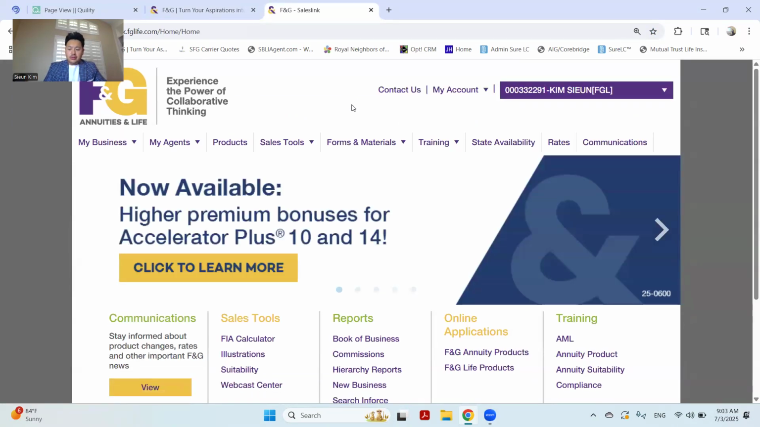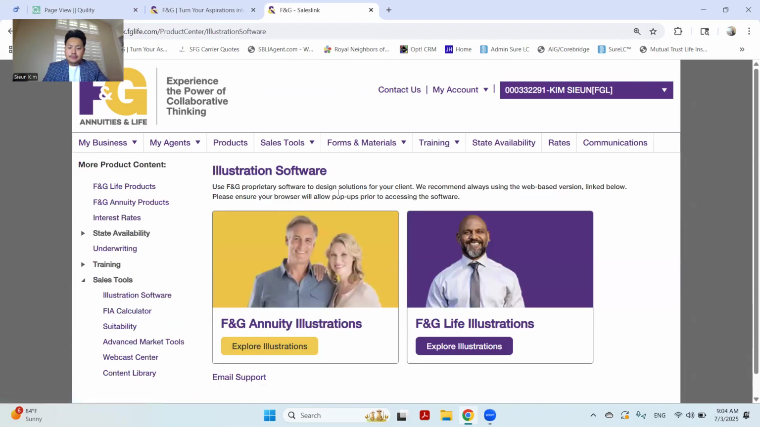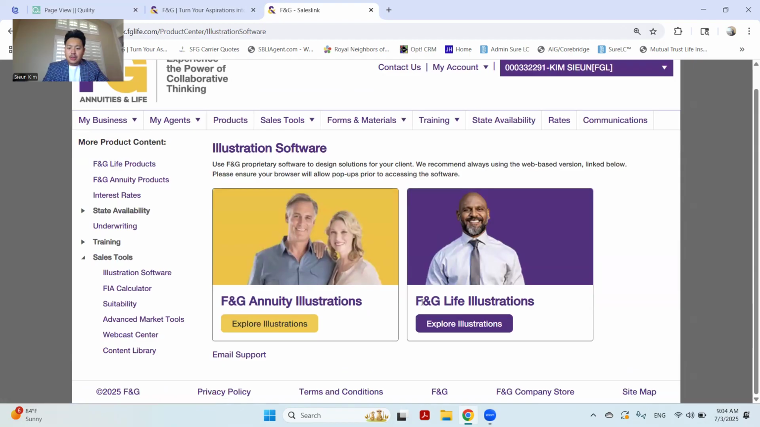If you are a new agent, you should already have a contract with FNG if you submitted your Sure LC more than 7 days ago. And then on here, you're going to go to Sales Tools, go to Illustrations, and click on FNG Life Illustrations.